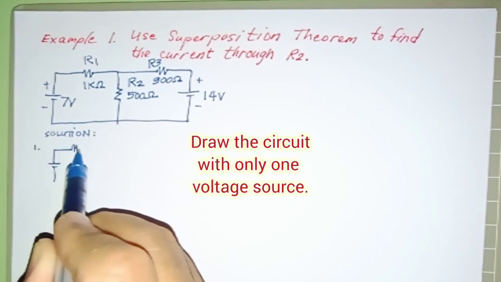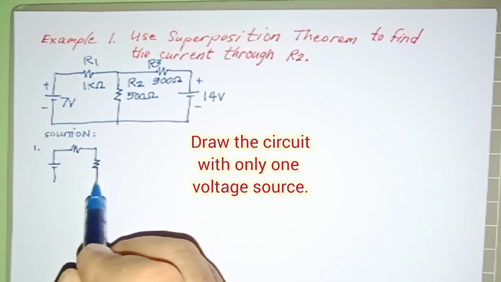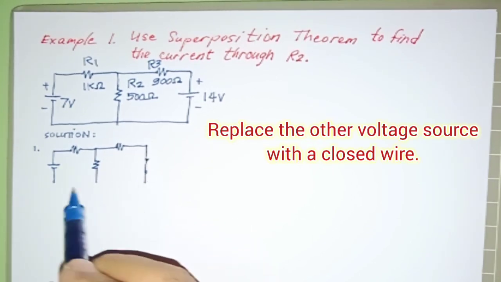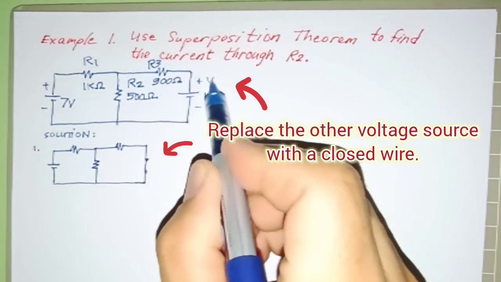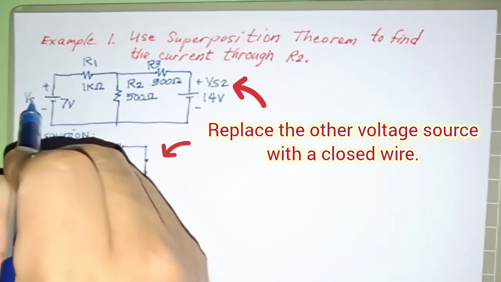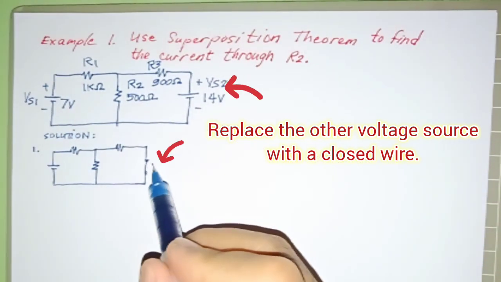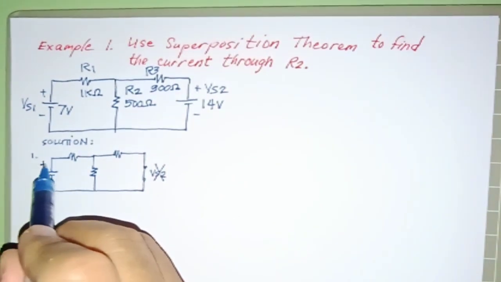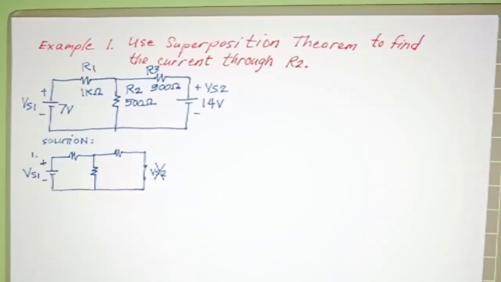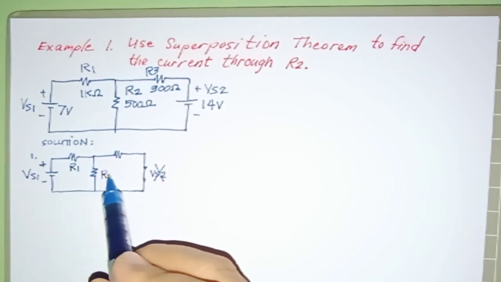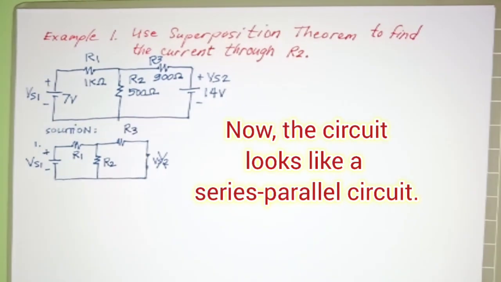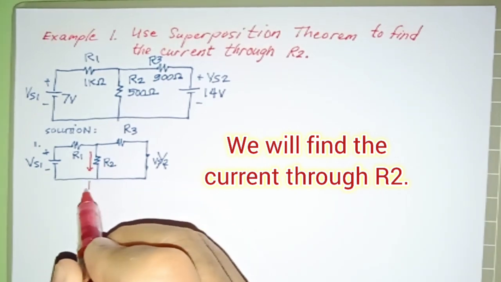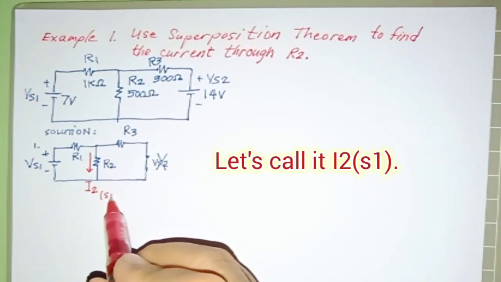First, we draw the circuit with only one voltage source, and we will draw it like a series parallel circuit, and as shown here, we replace the other voltage source with a closed wire. There will no longer be VS2, and we will be having only VS1. Now we have here VS1 with a value of 7 volts with the 3 resistors. Now look, the circuit looks like a series parallel circuit, and we will find the current through R2.